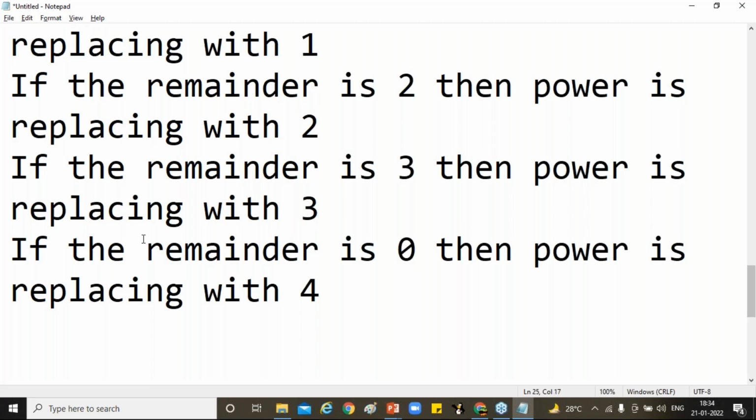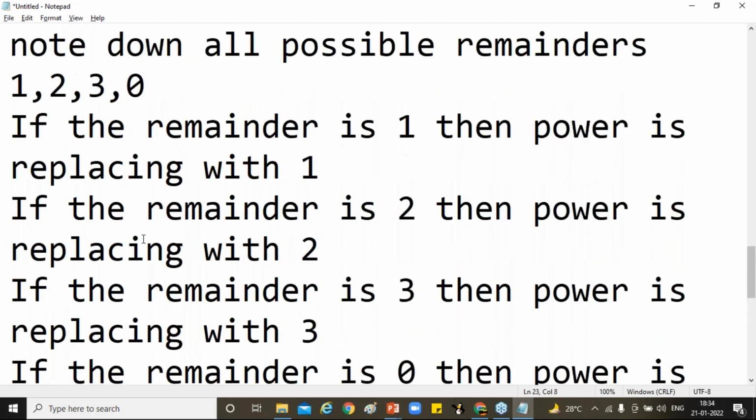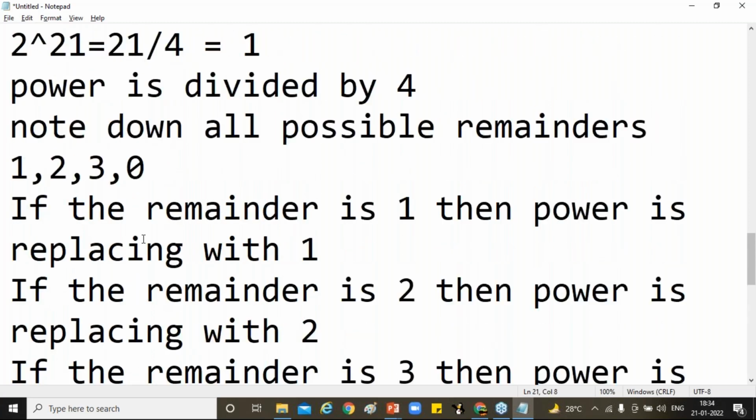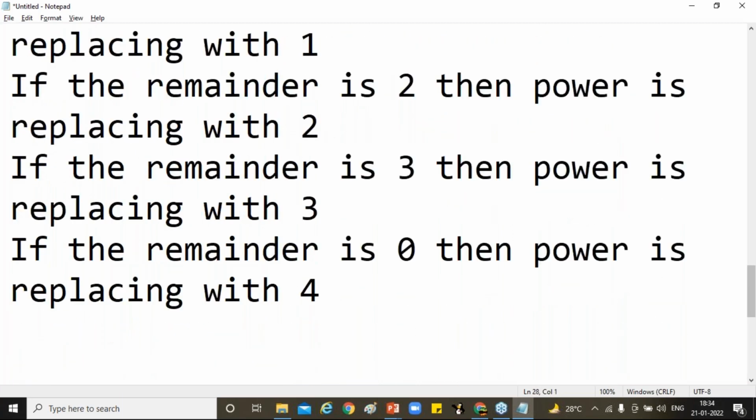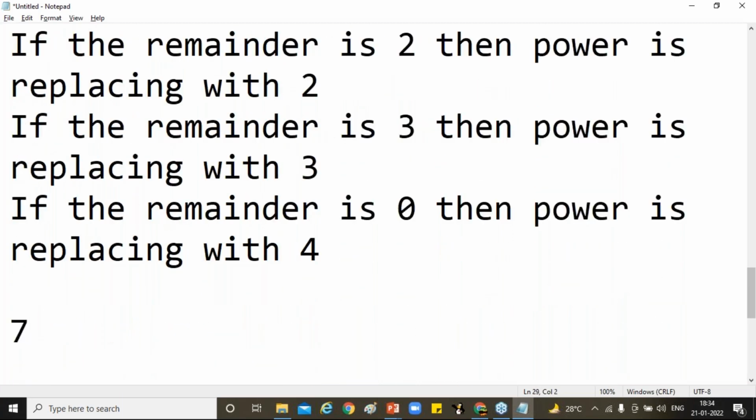Okay. So here 2 power 21, whenever the remainder is 1, the whole power is replaced with the remainder 1, then 2 power 1 is 2. So indirectly 2 power 21 and 2 power 1 both end with 2. Clear? For example, if they ask 7 power 103.